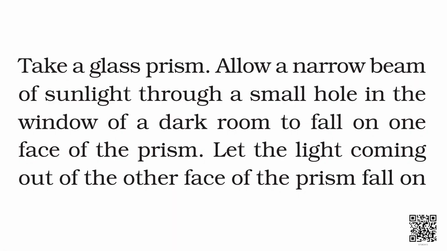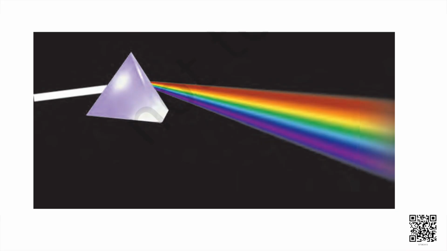For this activity 15.11, we will take a glass prism, allow a narrow beam of sunlight through a small hole in the window of a dark room to fall on one face of the prism. We will let the light coming out of the other face of the prism fall on a white sheet of paper or on a white wall, and we will observe. So, students, we will see that there are different colors. Now, this shows that the sunlight consists of 7 colors. The sunlight is said to be white light. This means that the white light consists of 7 colors.